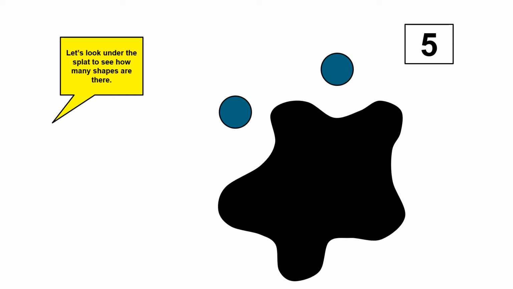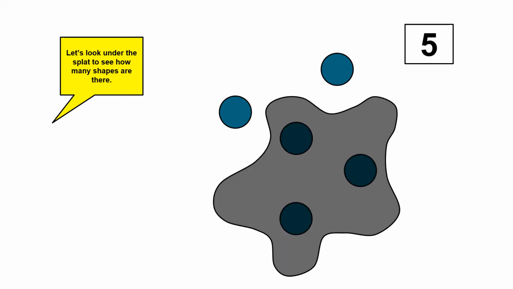Let's look under the splat to see how many shapes are there. There are 3 shapes under the splat. Some strategies you could have used was counting from 2 to 5. 3, 4, 5, which is 3 times that we counted. You could have thought about how 5 can break apart, and you know that 2 and 3 make 5. Maybe you visualized the 3 blue shapes that were hidden.